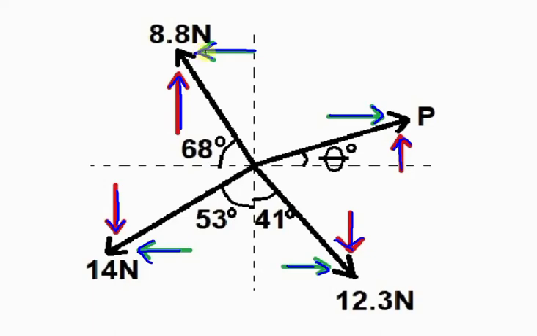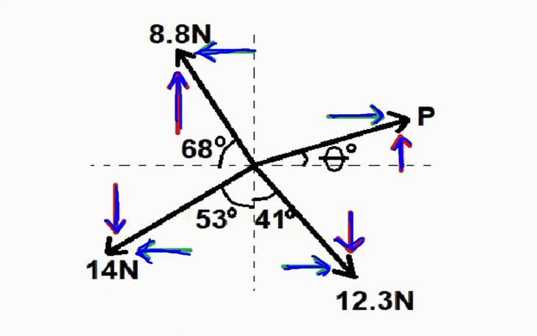So use arrows like I've done here to identify the vertical and horizontal component of each of the forces. For example, for 8.8 Newton force, the vertical force is this and the horizontal force is this. For the P Newton force, this is the horizontal component, this is the vertical component. You can also call it XY component. For this 12.3 Newton force, this is the vertical component or the Y component, and this is the horizontal component or the X component. For the 14 Newton force, this is the horizontal component, that's the X component, and this one is the vertical component, which is the Y component.